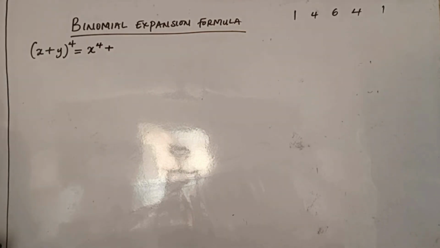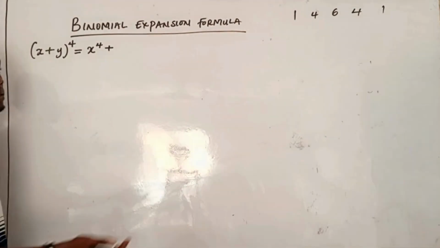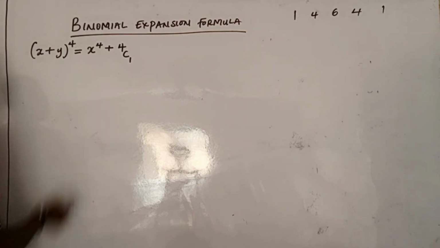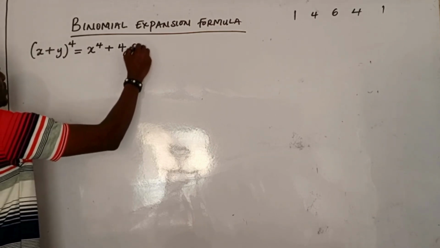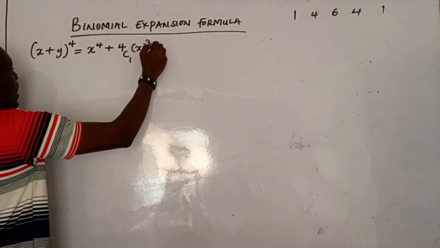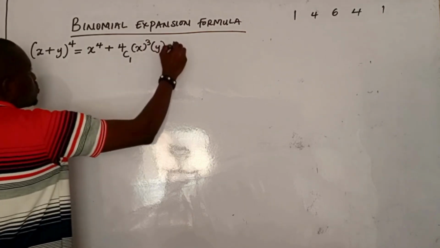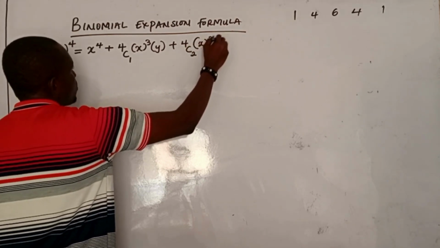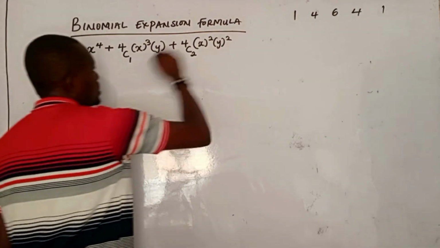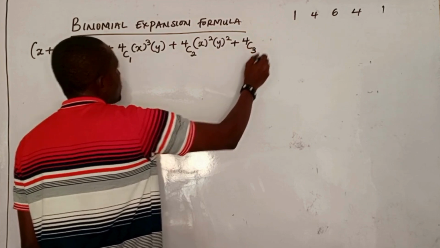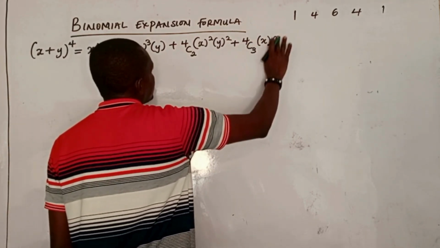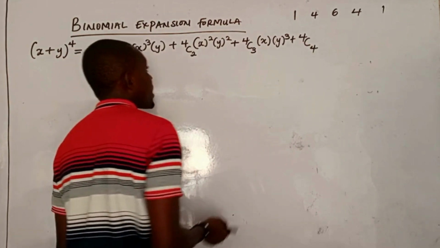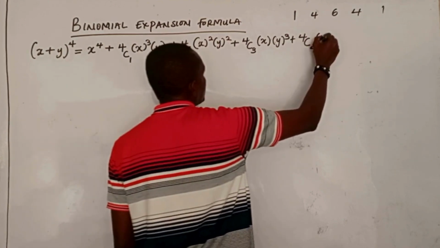Then plus. In the next place, instead of bringing in just the 4 as the coefficient, we are going to write it as 4 select 1, or you can say 4 combine 1. Then the power of x reduces by 1, and y comes in. The next one is 4 select 2, with x to the power of 2 and y to the power of 2. Then 4 select 3, with x and y to the power of 3. And the last one is 4 select 4, where the power of x is now 0, and y is to the power of 4.